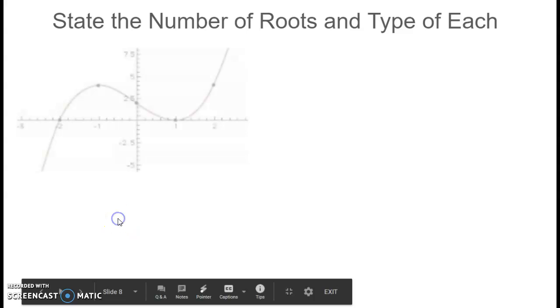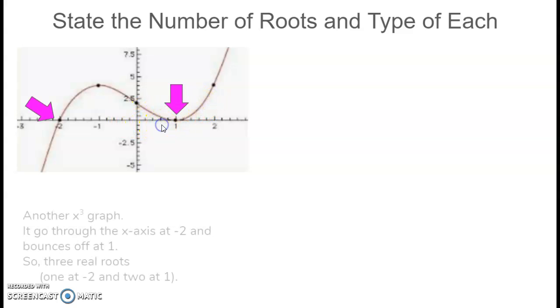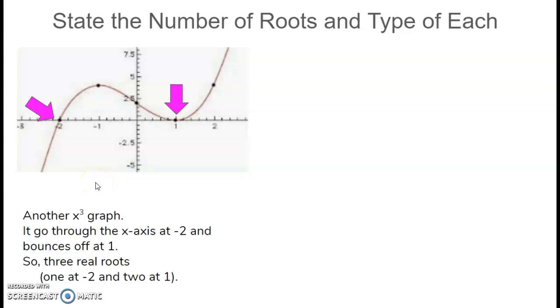On this slide here, I have another x cubed graph, again with 1 root over here, and what looks like 1 root over here, but again, it's bouncing off the x-axis, so there are really 2 roots right there. So it's another x cubed graph. I have one going through at -2 and a bounce off at 1. The bouncing off is causing this part to be like a squared, so there's really 2 of them here. So I have 1 at -2 and 2 at 1. So again, 3 real roots.